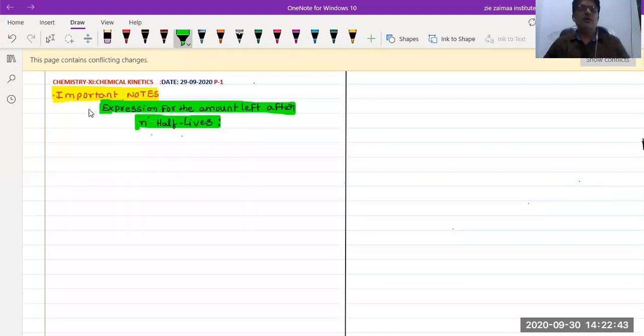Now let's come to the point. Now we are going to learn some important points to be noted here in chemical kinetics. As I said, this is the last topic in this chapter, and in these important notes, we need to learn the expression for the amount left after n half lives. So how much amount is going to be left whenever the chemical reaction proceeds over half lives. Half life means what? T R.